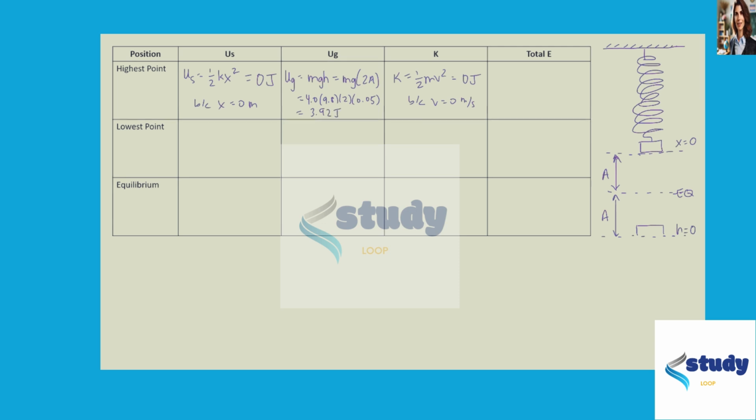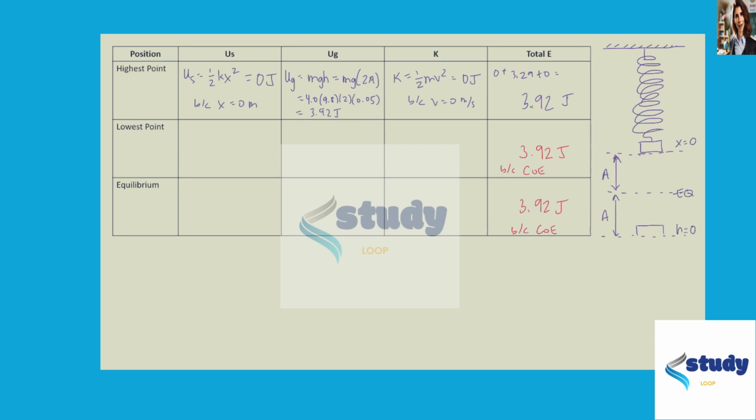And so our total over here is going to be 0 plus 3.92 plus 0, which is 3.92 joules. Because this is a conservation of energy problem, our total energy in this system is going to be 3.92 joules for all 3 positions. This is because of COE, conservation of energy.